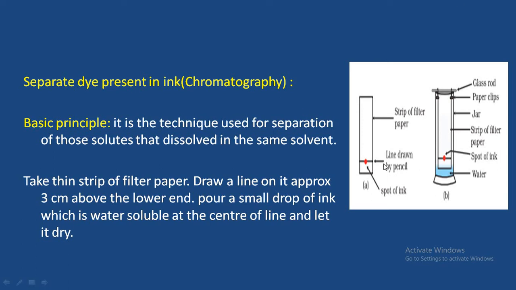What happened? We take a thin strip of filter paper and draw a line on it approximately 2 or 3 centimeter above the lower end. Pour a small drop of ink which is water soluble at the center of the line and let it dry. Means we let it dry because the water will evaporate from that.